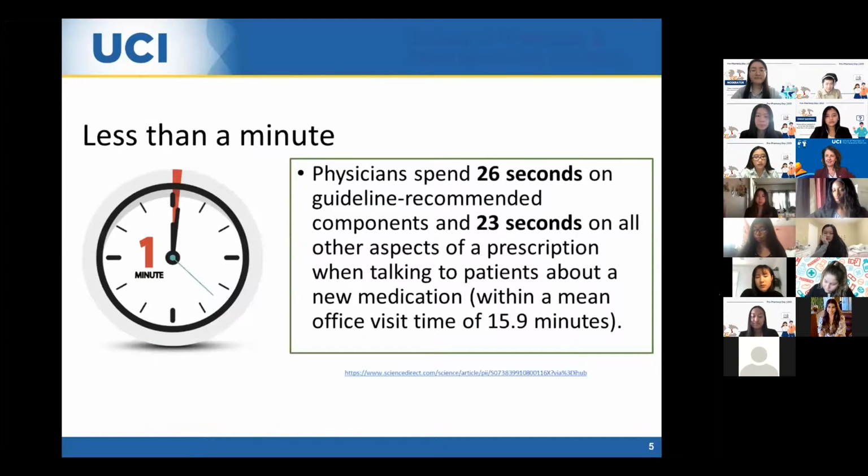Less than a minute. This is a study, and there's a reference here. The physician spends 26 seconds on guideline-recommended components, meaning why the patient should be taking a medication, and 23 seconds on all other aspects of a prescription when talking to patients about a new medication in an office visit that lasts about 16 minutes. That's less than a minute that the prescriber has to tell a patient about a new medication. They've just added to that medication regimen complexity, so the patient is still further confused. Next slide.